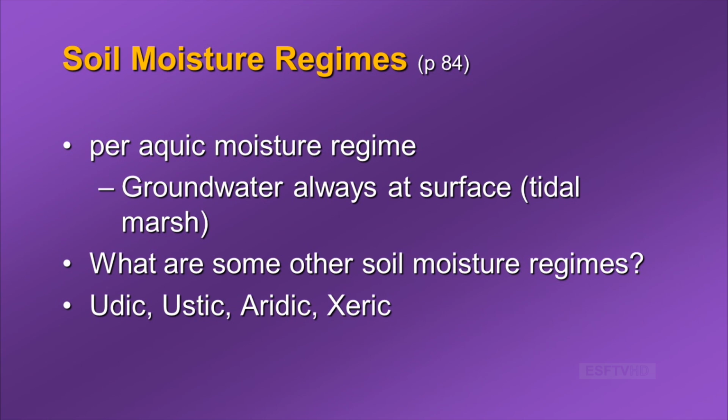Peraquic. So this is where groundwater is at the surface. Okay, so instead of a seasonal situation, this is continuous. Groundwater is always at the surface, and typically these are marsh situations.